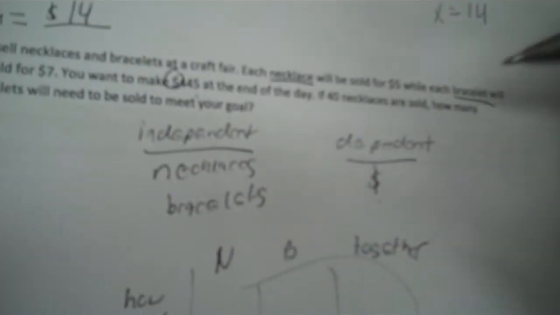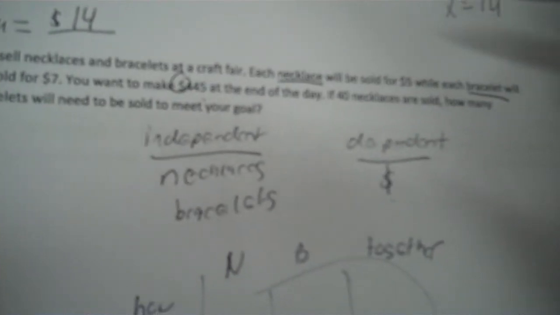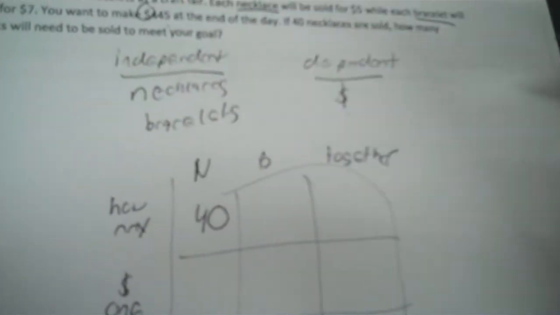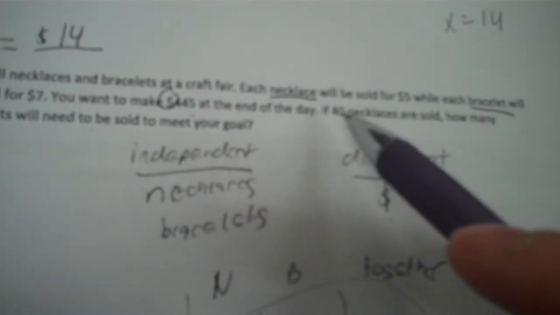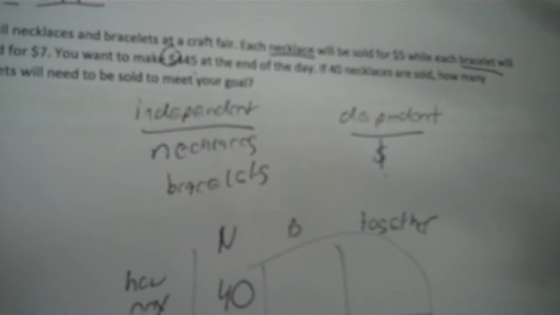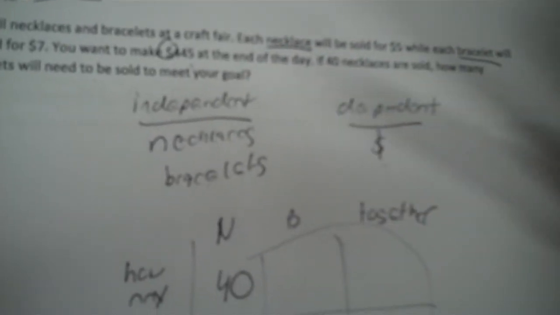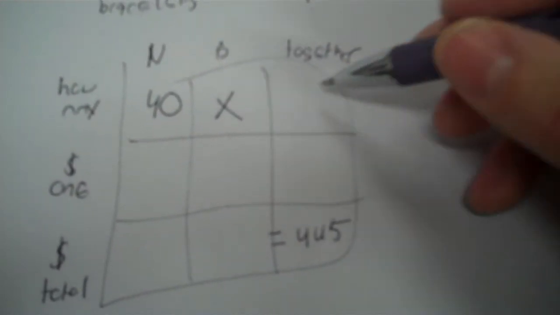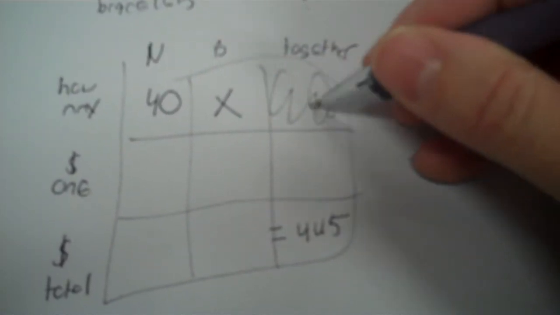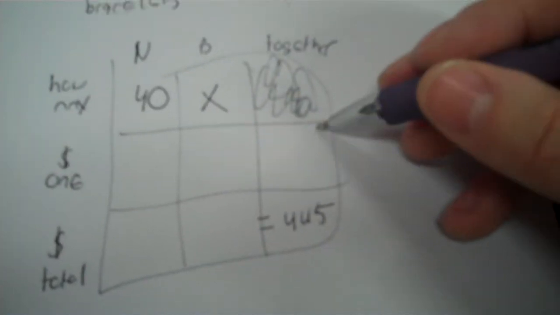Now, how many necklaces did we buy? We bought 40 of them, okay? How many bracelets did we buy? It never says. It doesn't give me an actual number of bracelets I bought, because that's your answer to the problem. So X. So you can't really add them together, okay? You're going to get rid of that. And then you're not going to put anything in here, okay?